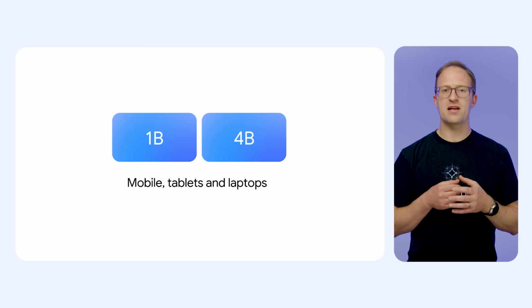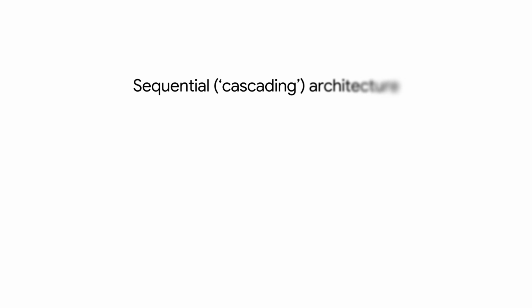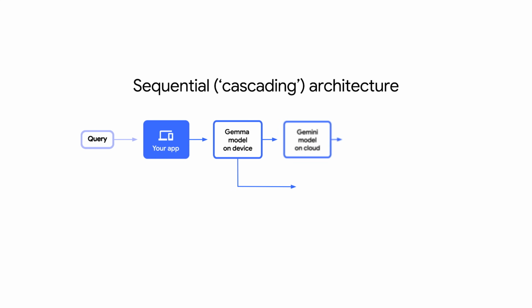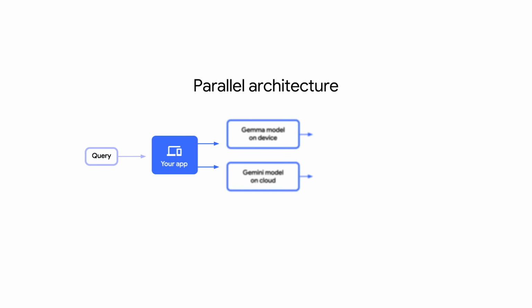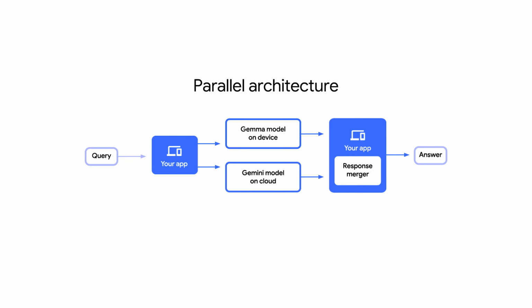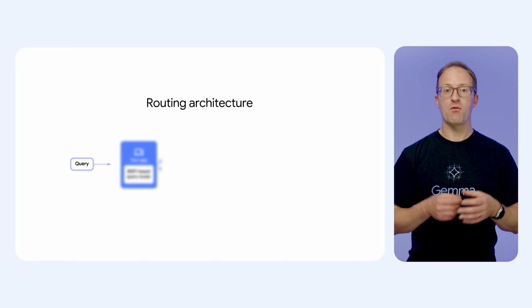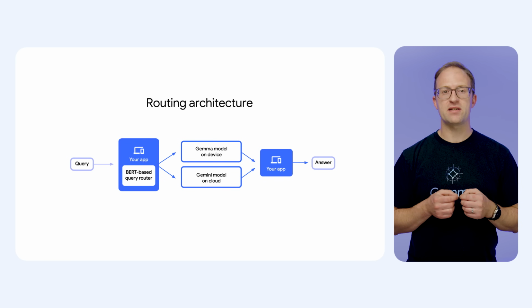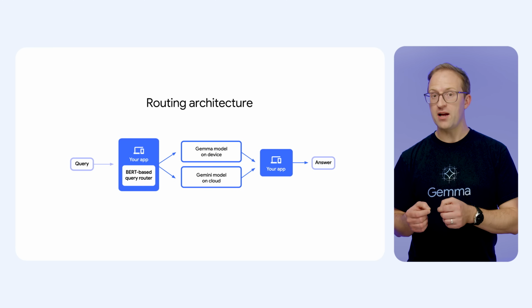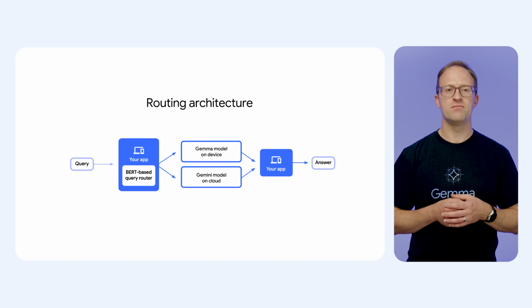So let's look at the following examples. There are many options, such as sequential architecture, where the on-device LLM reasons about a task before deciding whether it should go to the cloud model, or parallel architecture, where both models reason about a given task before merging their responses. Today, we're going to talk in more detail about routing architecture, where we train a text classifier to help make quick decisions about whether to route a given query to an on-device or cloud-based model.